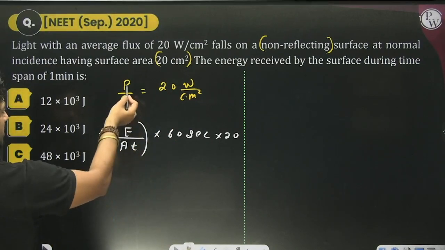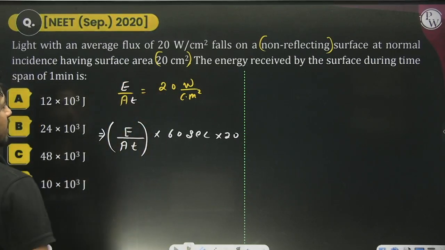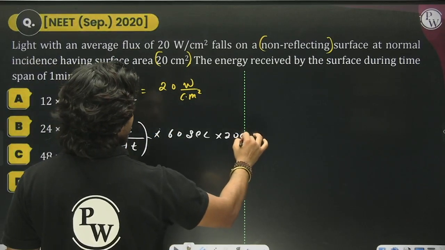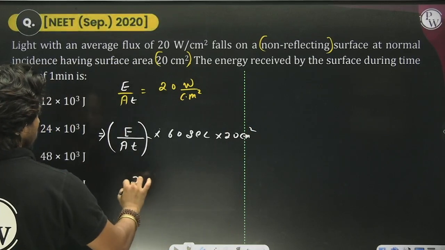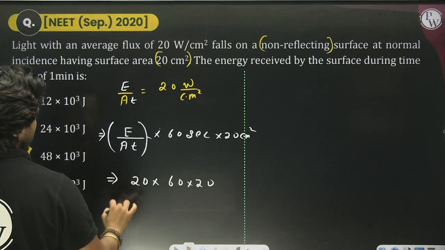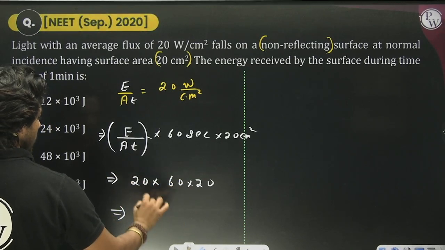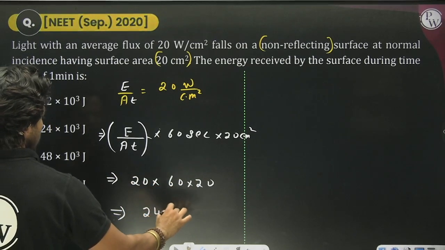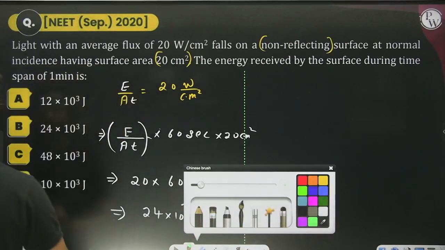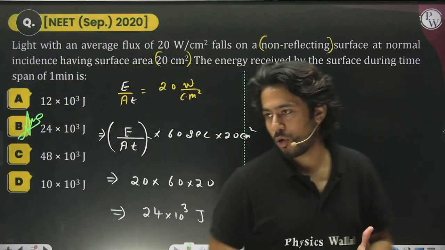So this is going to give you the expression for total energy. This power per unit area is nothing but energy per unit area per unit time. We have multiplied 60 seconds and 20 centimeter square into this expression. So what do we get? We get 20 into 60 into 20. This is going to give you the answer in joules. So this is 24 kilojoules. That means 24 into 10 to the power 3 joules.